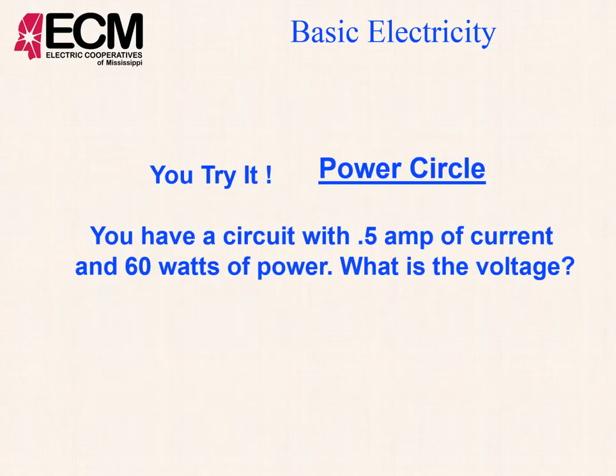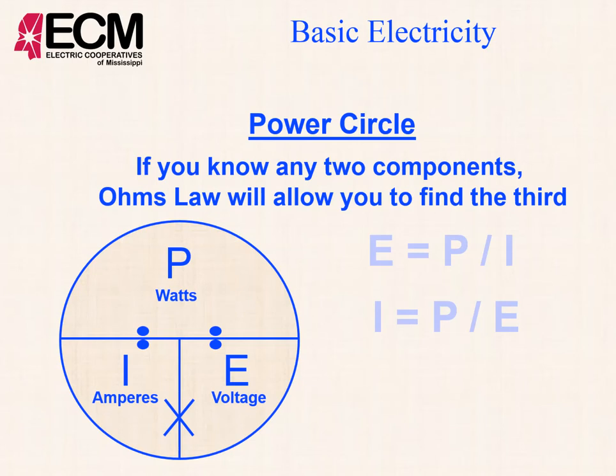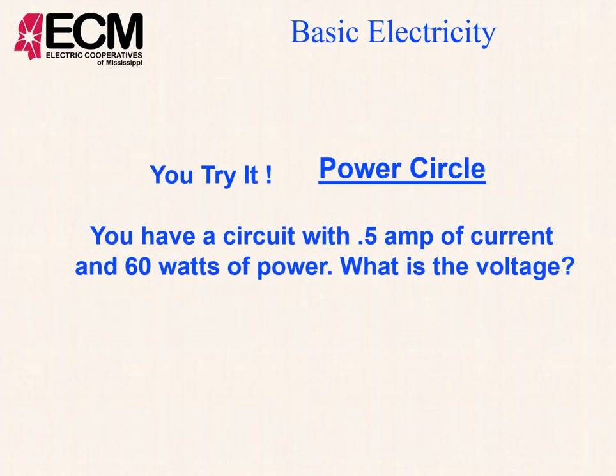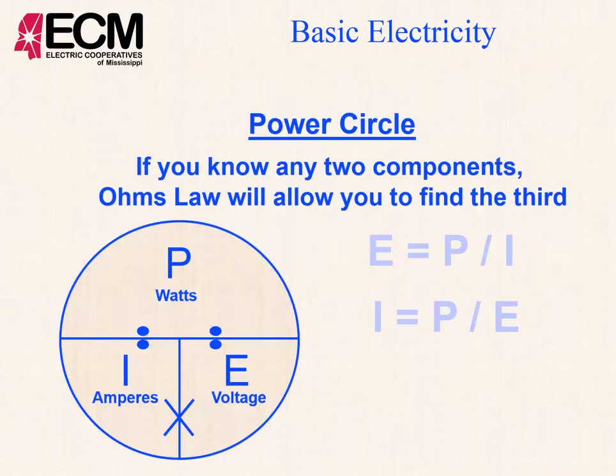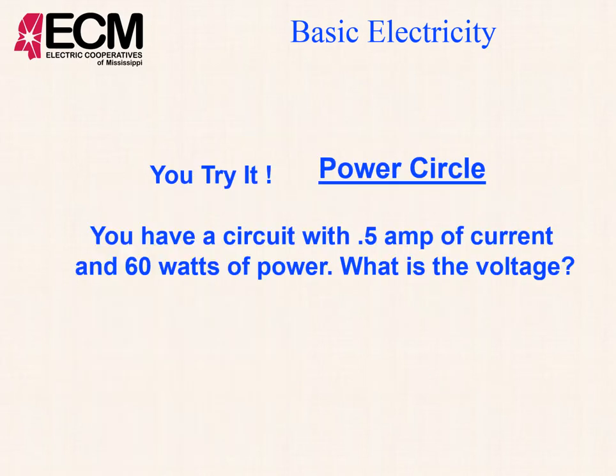So we already talked about that. You have a circuit, so let's try it out. You have a simple circuit with 5 amps of current and 60 watts of power. What is the voltage? Remember the wheel. We're looking for the voltage on the bottom, and we have the current and the wattage. So we take the current and divide it into the watts and find out what the voltage would be of that circuit.